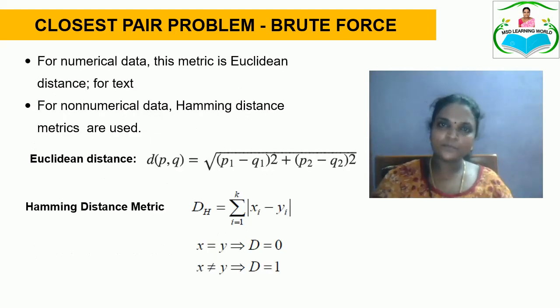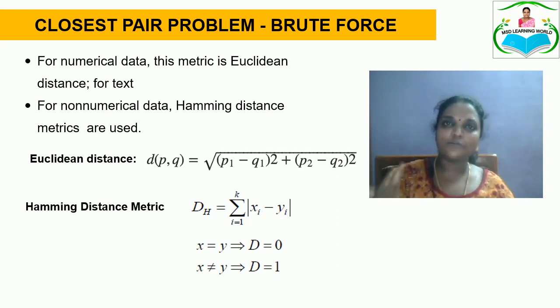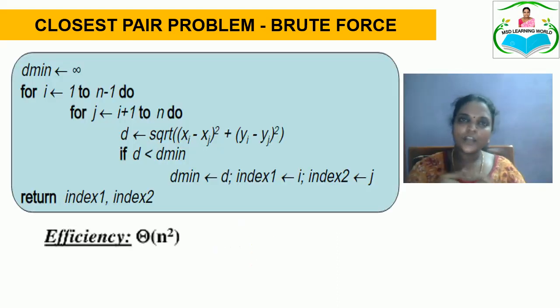While seeing the algorithm, we have seen that for finding the solution for the closest pair problem, it finds the distance between 2 points. Now we want to know how it calculates the distance between the 2 points. Whenever we need to find the distance between numerical data, we use Euclidean distance. If we want to find the distance between non-numerical data like characters and strings, then we go for Hamming distance.